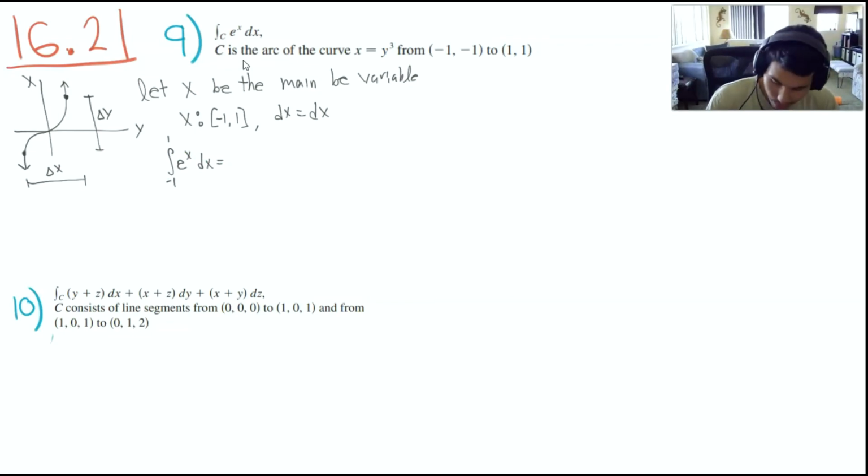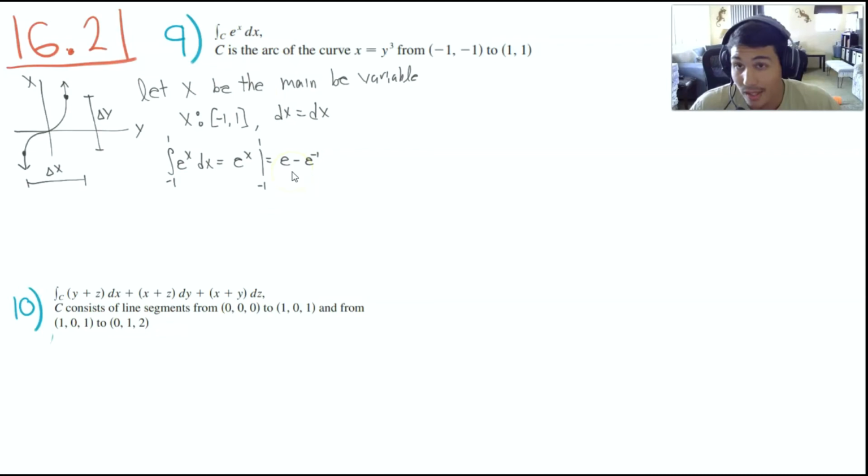Like this problem, you may think you need to do more, but I'll show you. You're going to get the same answer if you do it both ways. This is e to the x from -1 to 1, which is e minus e to the -1. You could also write that as 2.7 minus 1 divided by 2.7 if you want to actually get a decimal here.